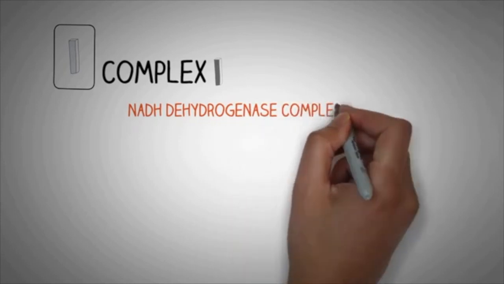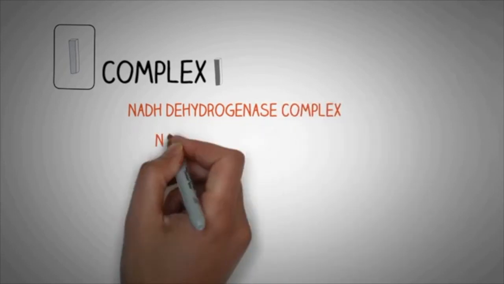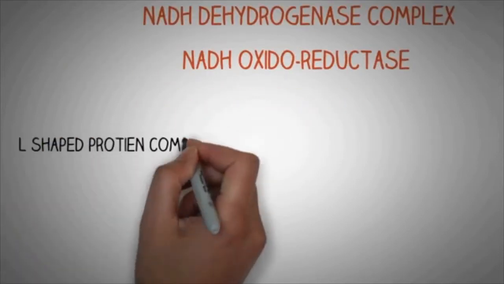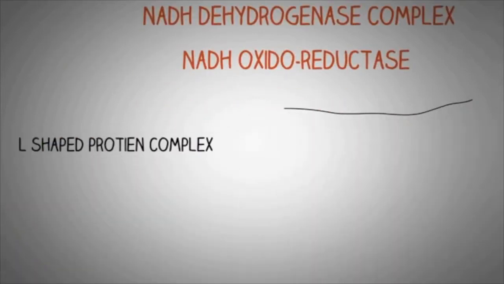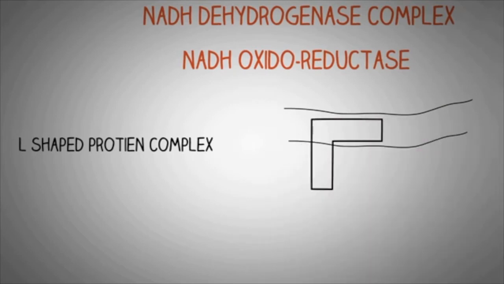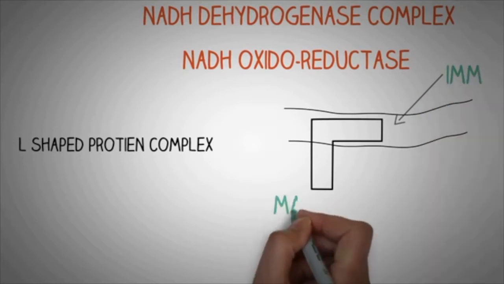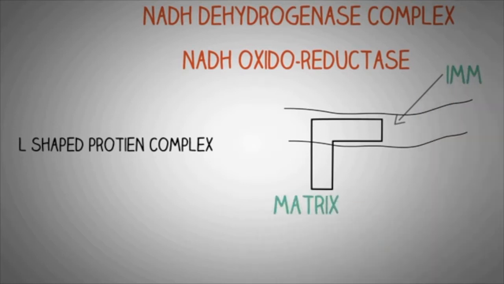Complex 1 of the electron transport chain is named the NADH dehydrogenase complex. It is also known as the NADH oxidoreductase. The first complex is an L-shaped protein complex which is present in the inner mitochondrial membrane. It has 2 arms. The vertical arm is located inside the inner mitochondrial membrane, whereas the horizontal arm is located inside the matrix of the mitochondria.